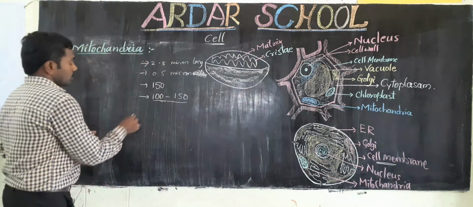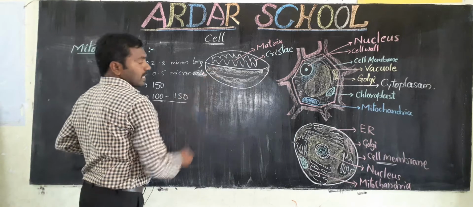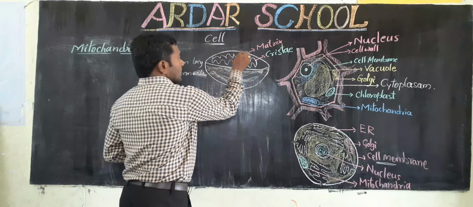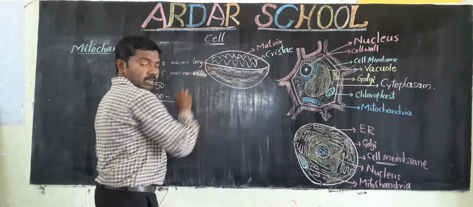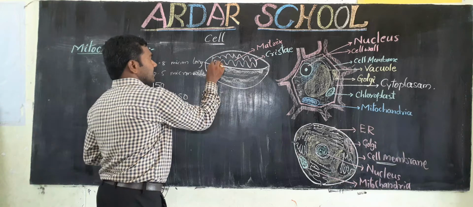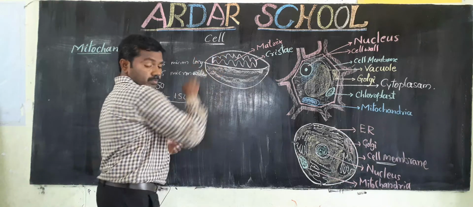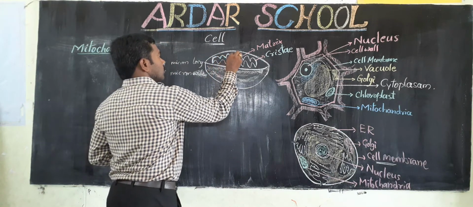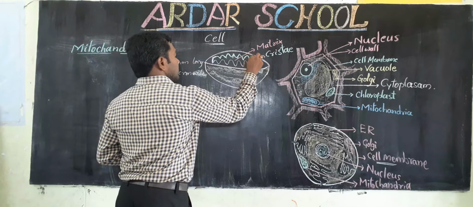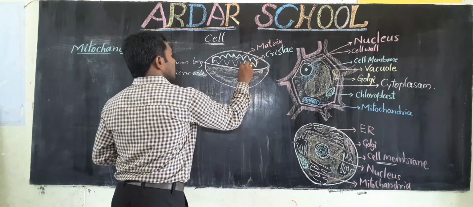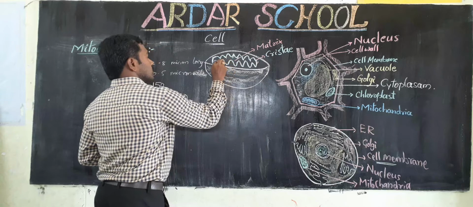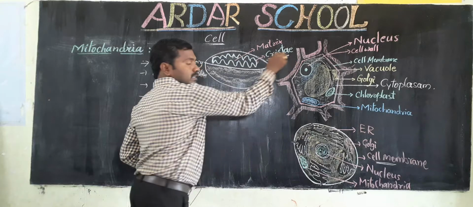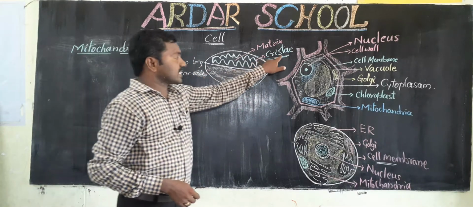Okay, children. Next, if you observe the mitochondria, it has two layers. This is the outer layer. The second is the inner layer. The inner layer is folded like this. These folds are called cristae.